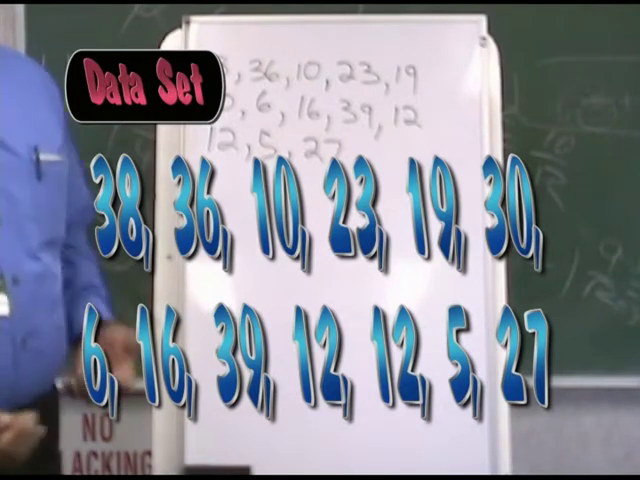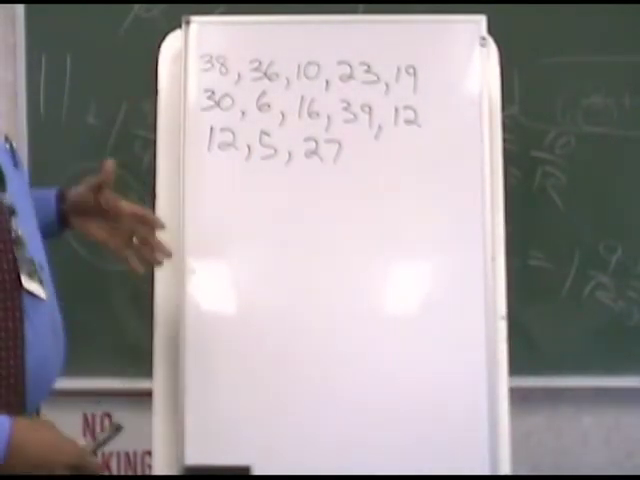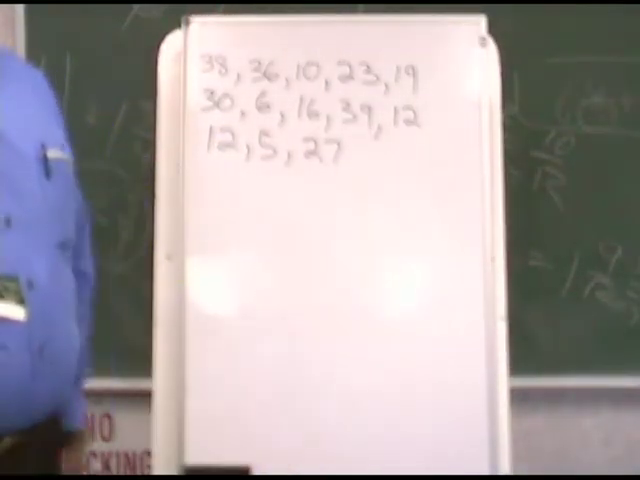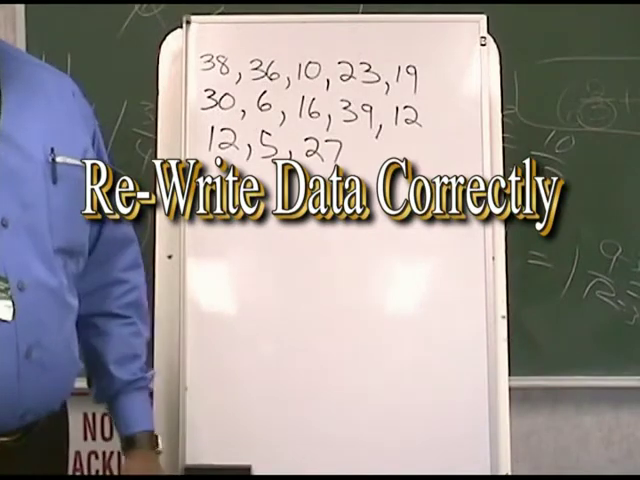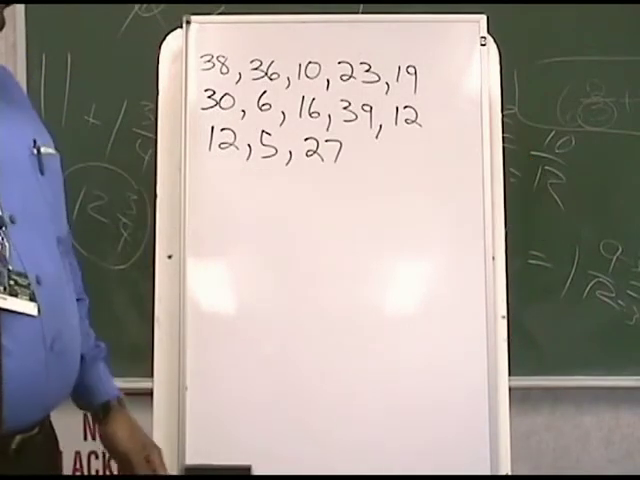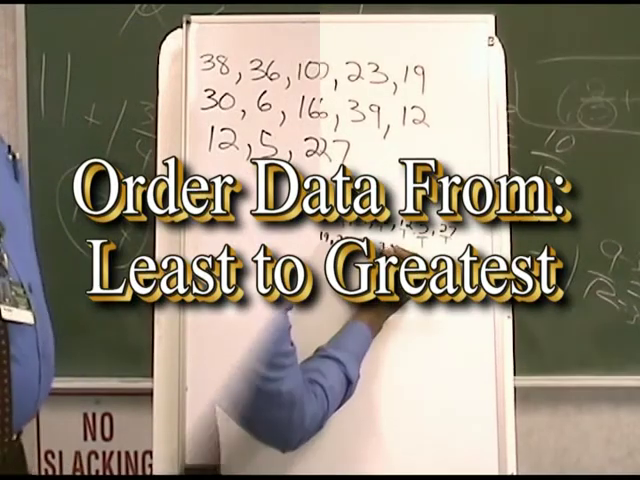So the first thing that you want to do when you're doing mean, median, mode, range, you want to make sure all your data is written down correctly. Now that I've written down all my numbers correctly, the next thing I want to do is order the numbers from least to greatest.